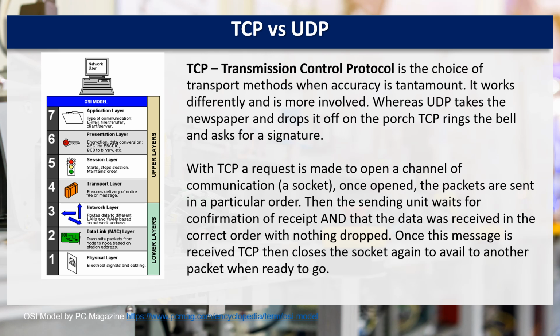With TCP, a request is made to open a channel of communications, a socket. Once opened, the packets are sent in a particular order. Then, the sending unit waits for confirmation of receipt and that the data was received in the correct order with nothing dropped. Once this message is received, TCP then closes the socket again to make it available for another packet when ready to go.